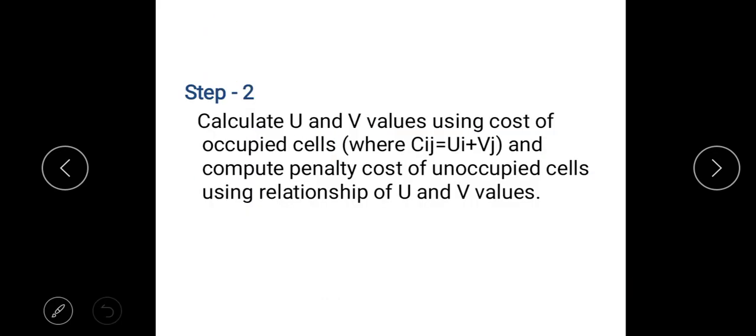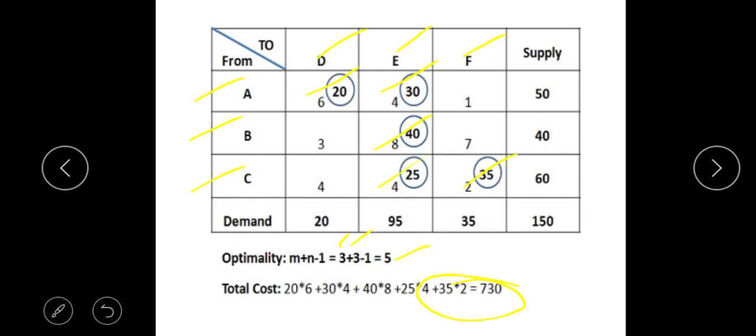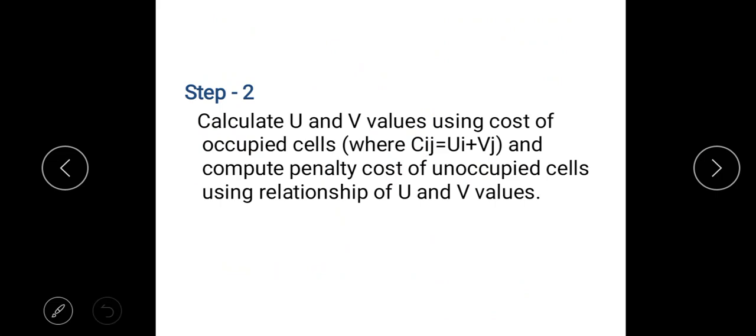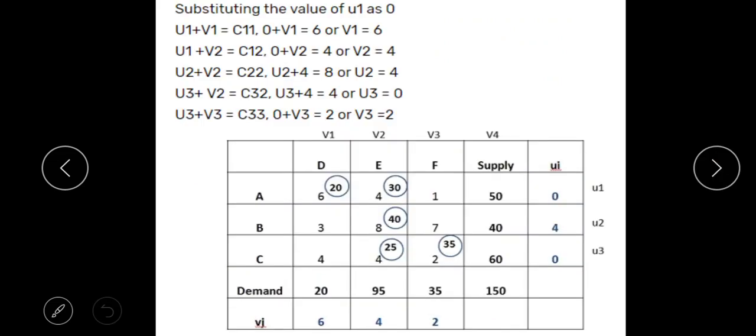Moving on to the next step, this is a very important step. We have to calculate U and V values using the cost of occupied cells. In this case, U represents rows, V represents columns, and we also compute the penalty cost of unoccupied cells using the relationships of U and V values. Taking the same example, we have completed the first step, and next we calculate the U and V values. Let us understand how to calculate U and V values.